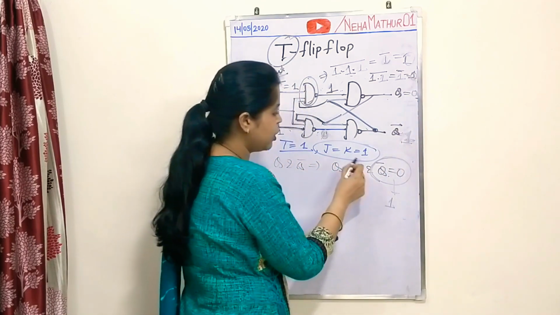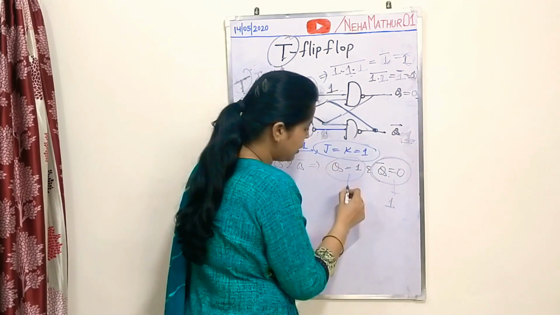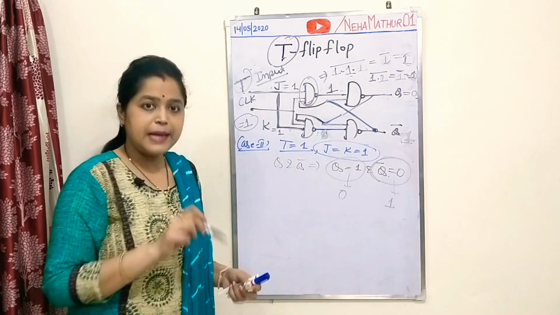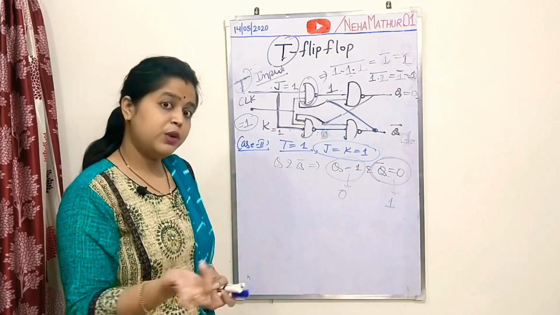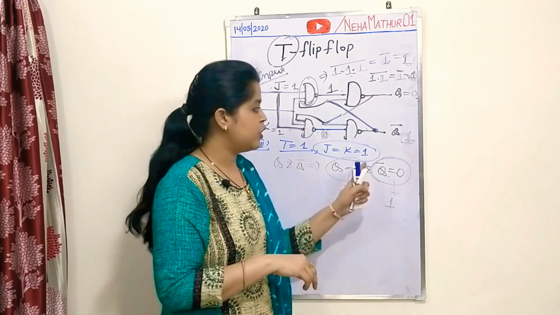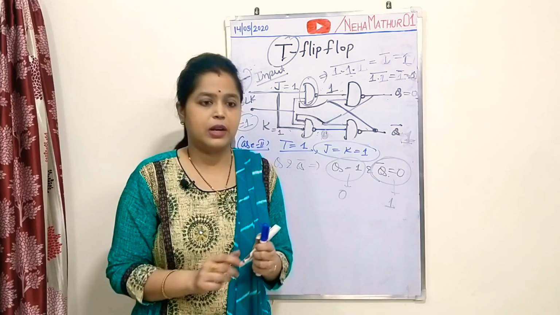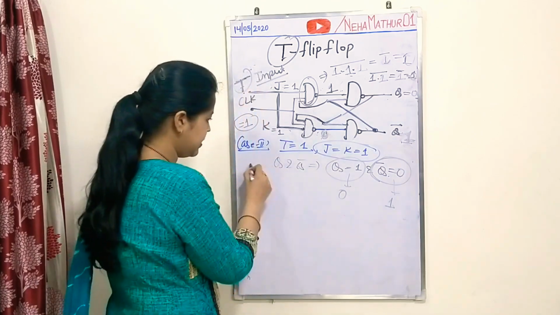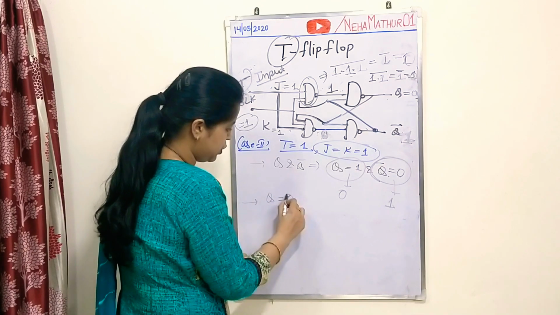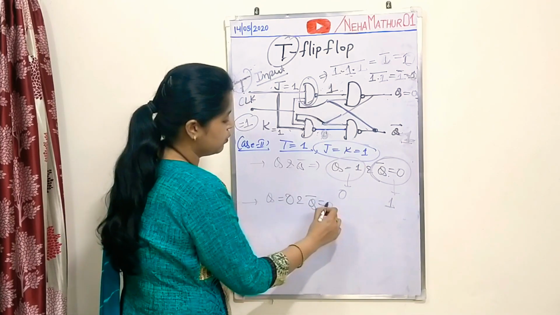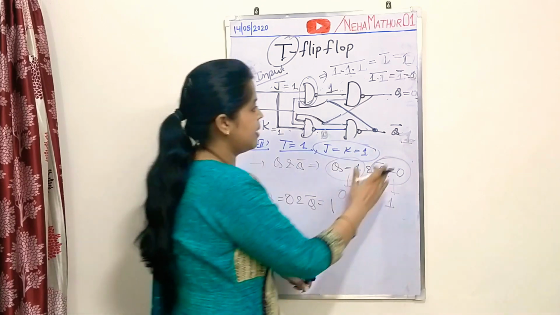So you were assuming your Q is equal to 1, but now it becomes 0. That means if you assume your Q is equal to 1, it will become 0, and if you go with your Q bar equal to 0, it will become 1. This is the first assumption. If you are assuming your Q is equal to 0 and your Q bar is equal to 1, then see what will happen.